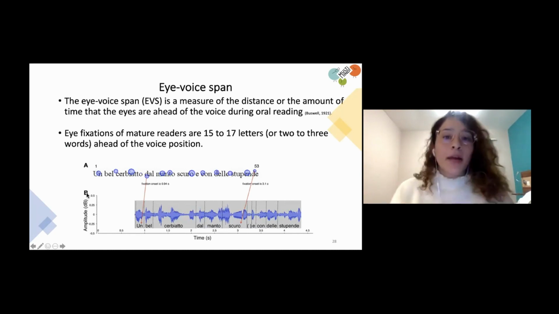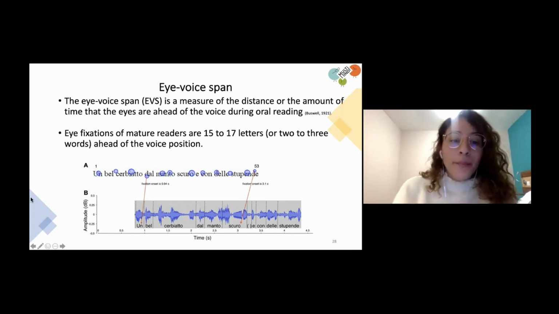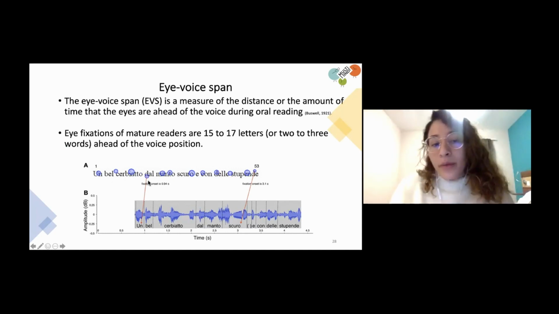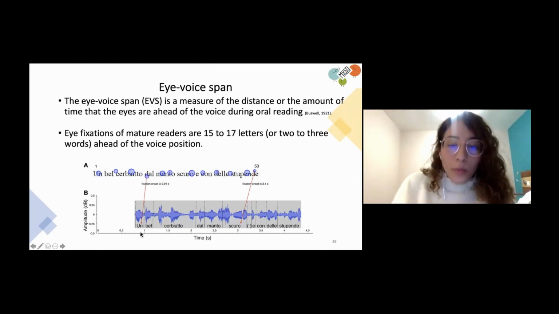To illustrate this, there is a phenomenon called the eye voice span, which measures the distance or the time that our eyes are ahead of our voice during oral reading. For example, here we have a sentence. At the time that a person is reading the word un, which is the first word in this sentence, we can see that their eyes are already at the letter da. So their eyes are already around 10 letters ahead of their voice. So when they're uttering un, they're already looking 10 letters ahead. Usually the eye voice span has been estimated to be between 15 and 17 letters.